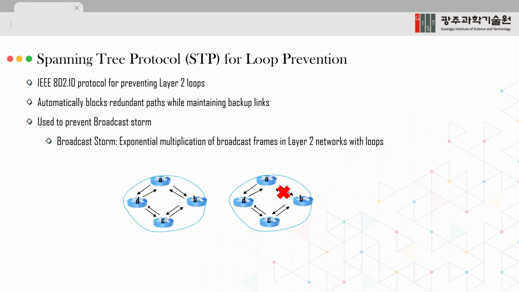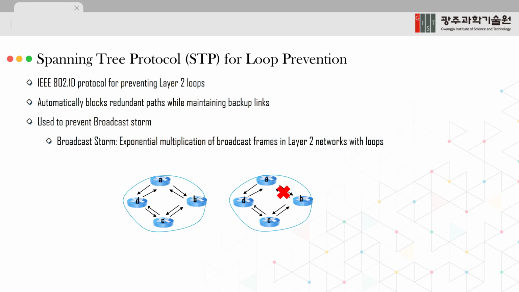The second critical protocol we need to understand is STP, the Spanning Tree Protocol. Similar to LDP, STP is an IEEE standard, specifically IEEE 802.1D, and it's not specific to SDN. STP has been a fundamental part of Ethernet networking for decades. The purpose of STP is to prevent what we call broadcast storms.